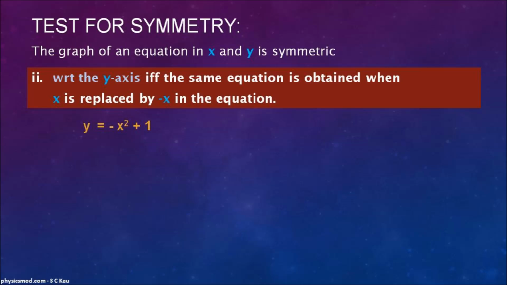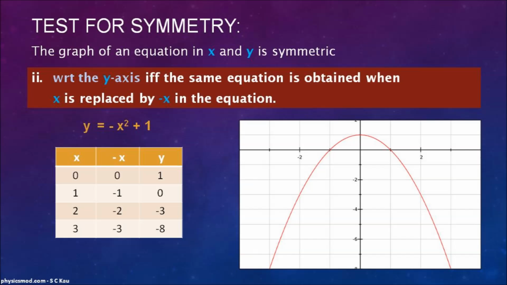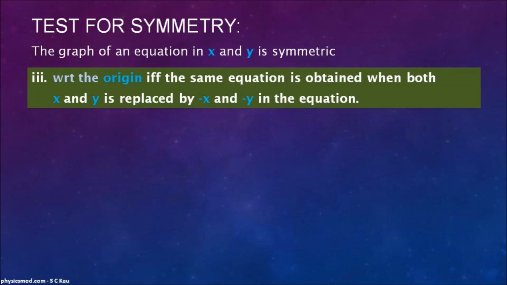In this equation, y equals negative x squared plus 1, x can be positive or negative, but y is the same. So the parabola is symmetric with respect to the y-axis with this equation. And the last theorem for testing symmetry.